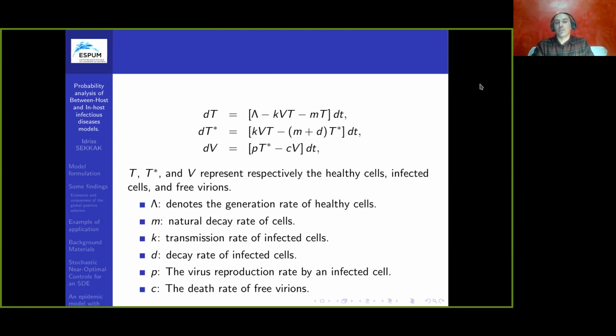So lambda denotes the generation rate of healthy cells. Here M is the natural decay rate of cells. K is the transmission rate of cells. D is the decay rate of infected cells, P is the virus reproduction rate by infected cells, and C is the death rate of free viruses.